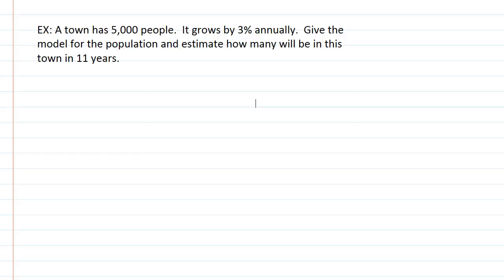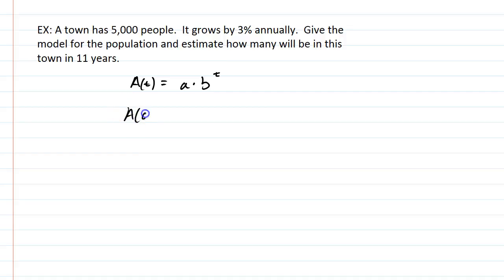So now to use it. A town has 5,000 people. It grows 3% annually. Give the model of the population and estimate how many will be in this town for 11 years. Okay, so we think about a times b to the x as our model. And the way that often books will write it is the amount over a time t. So sorry, sometimes it's x, but since I wrote it as a function of t, I'm going to replace this with t. T standing for time.